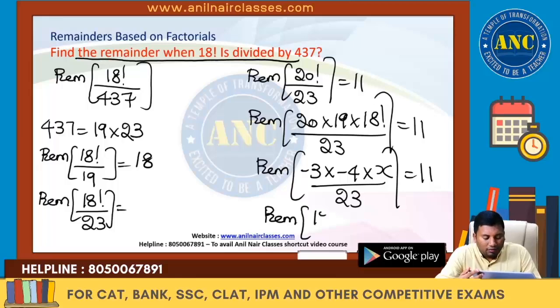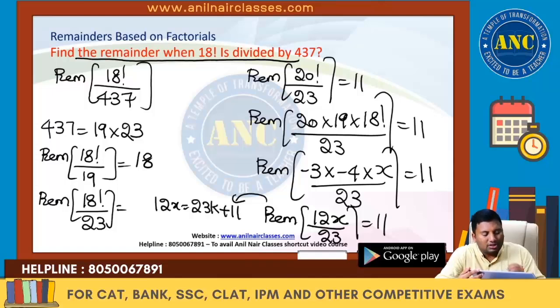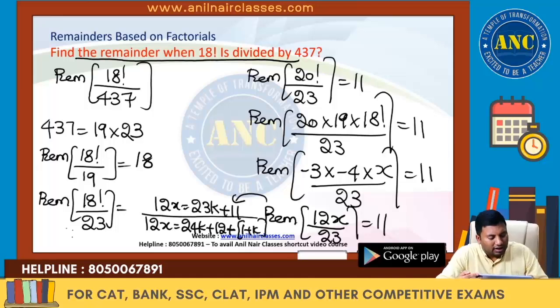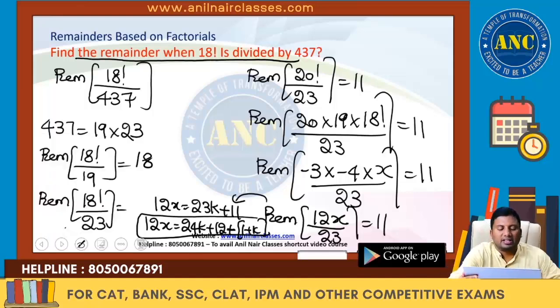Remainder when 12x is divided by 23 is 11. So dividend equals divisor into quotient plus remainder. Here 12x is nothing but 24k plus 12 minus (1 plus k). Till here it is clear. 12x is equivalent to 24k plus 12 minus (1 plus k). Till here it is clear, right?